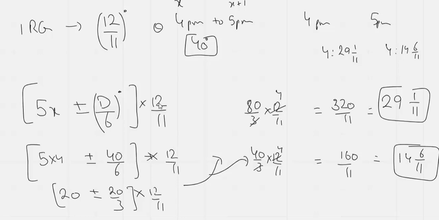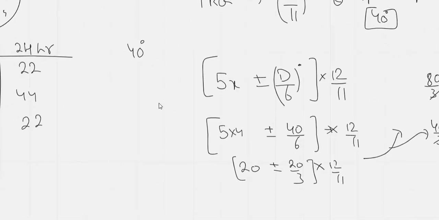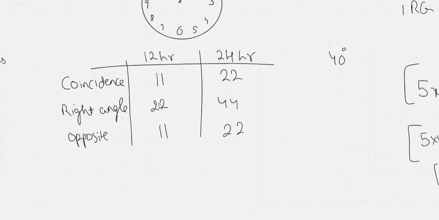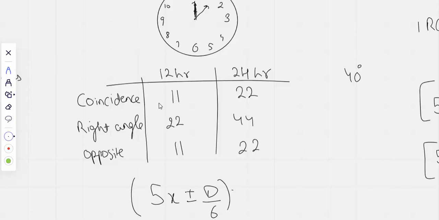So let's revise once. You have to remember this table, the standard ones: how many times they coincide, how many times the angle between them is 90 degrees, and how many times they are opposite. And the standard formula is 5x plus minus d by 6, into 12 by 11.